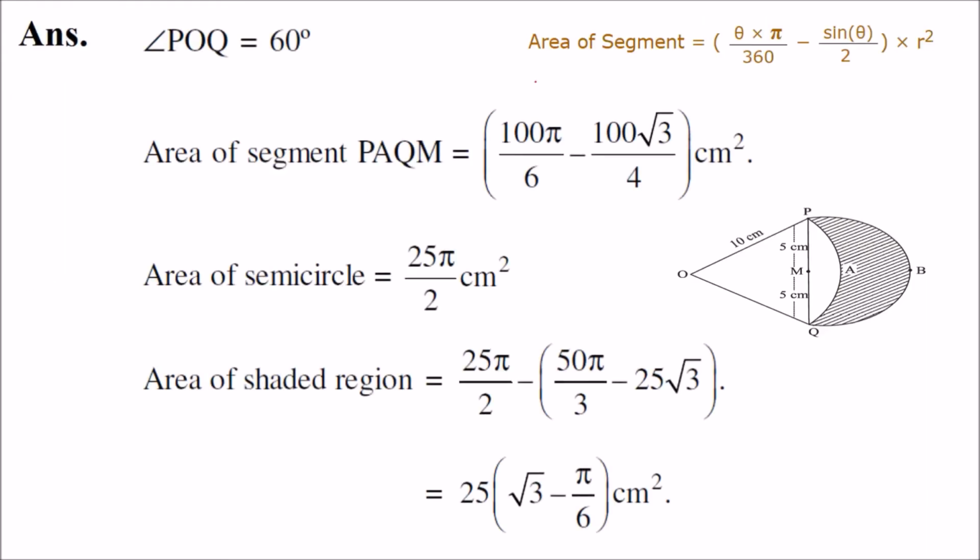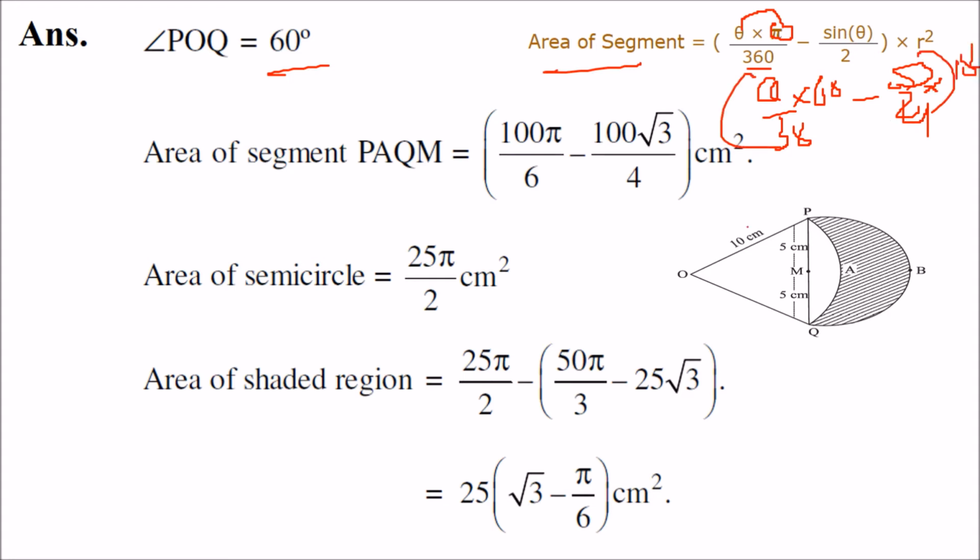First of all, the area of the segment you can easily find out using theta into pi by 360 minus sine theta by 2 into r square. Theta is 60 degree, just put it here. That will be theta by 360 into 60 degree minus sine theta. Sine theta we know, root 3 by 2 by 2, that is root 3 by 4, and r square is 10 square. This is the radius, 10 square.